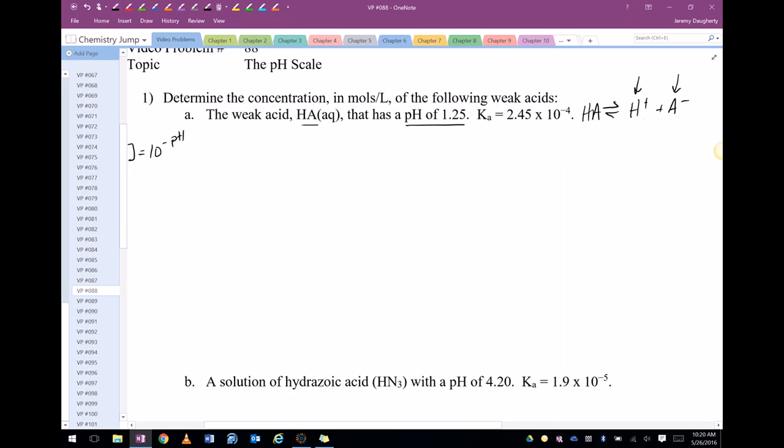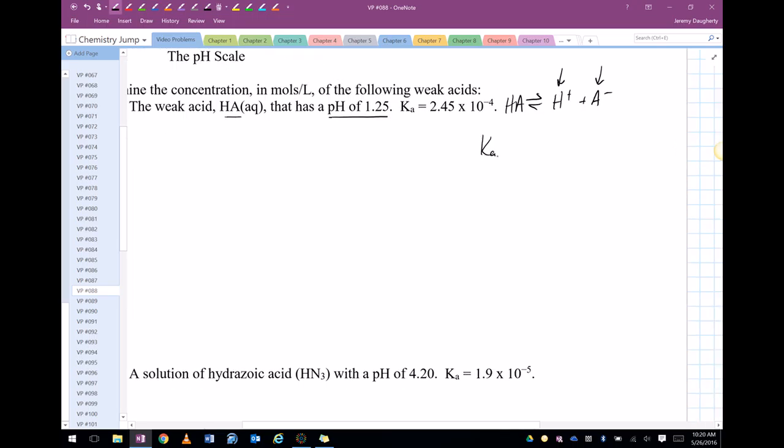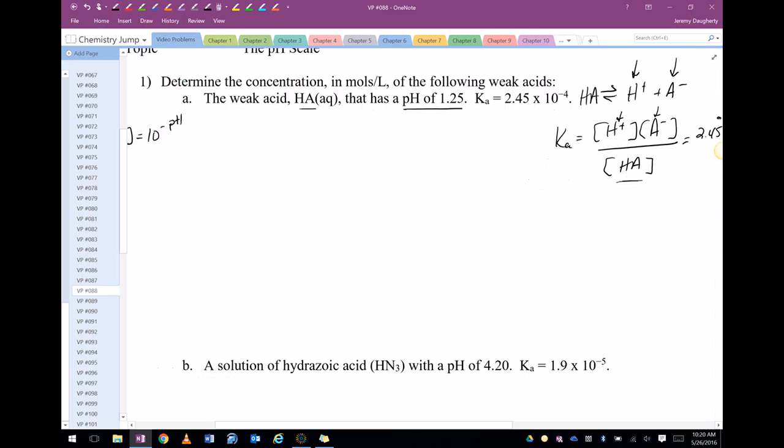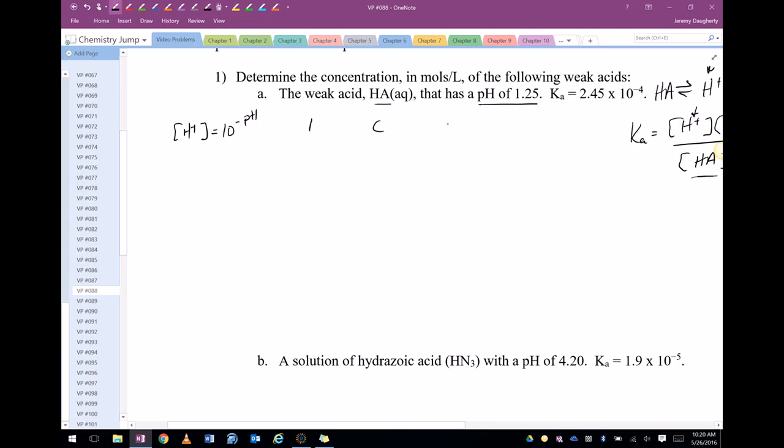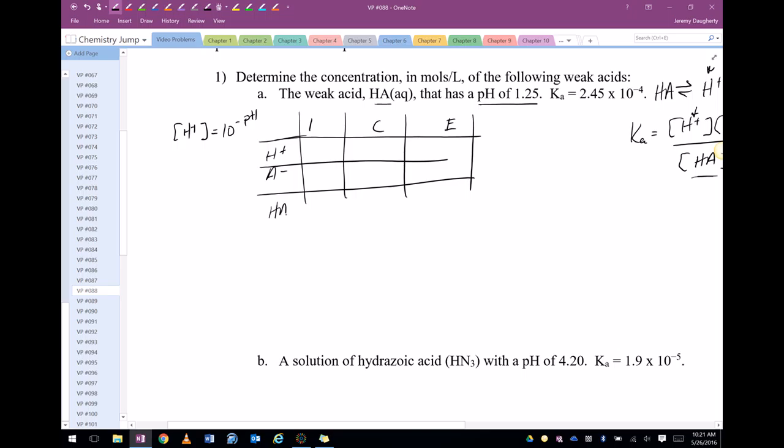And if we look at our Ka expression, so let's get our Ka expression over here. That means I know this, and I know this. That means I can easily figure out what HA is, right? Because if I look at my ice table, let's go ahead and do an ice table here: H plus, A minus, HA.